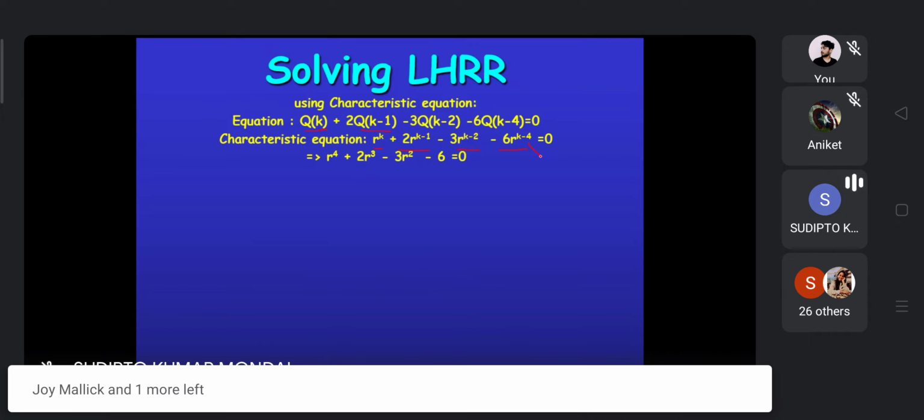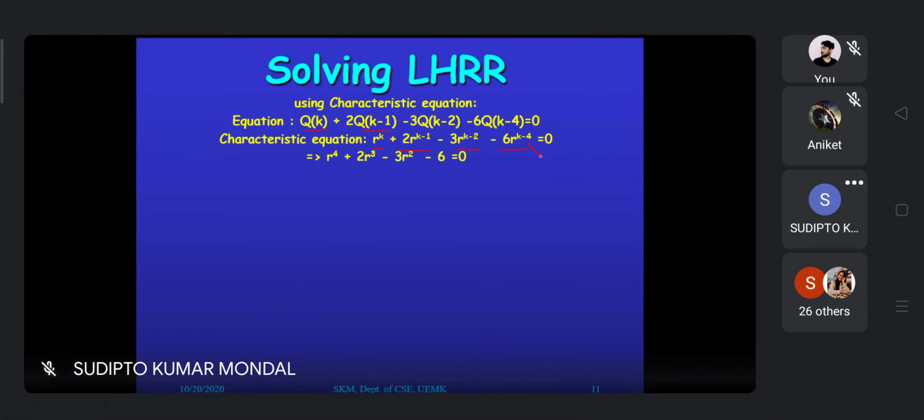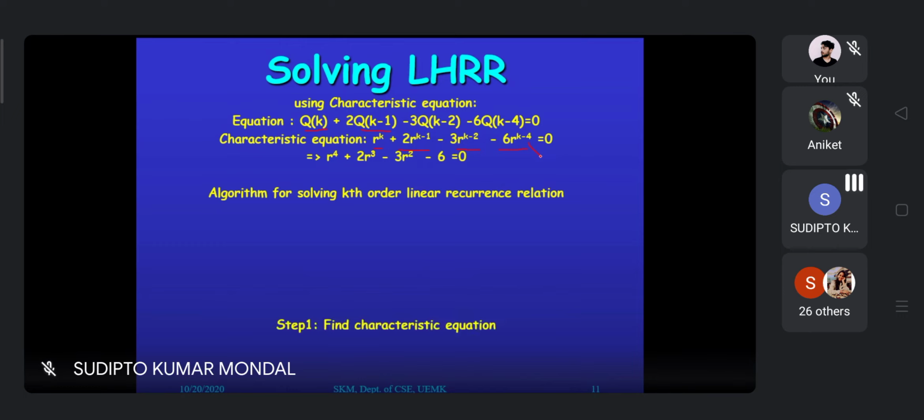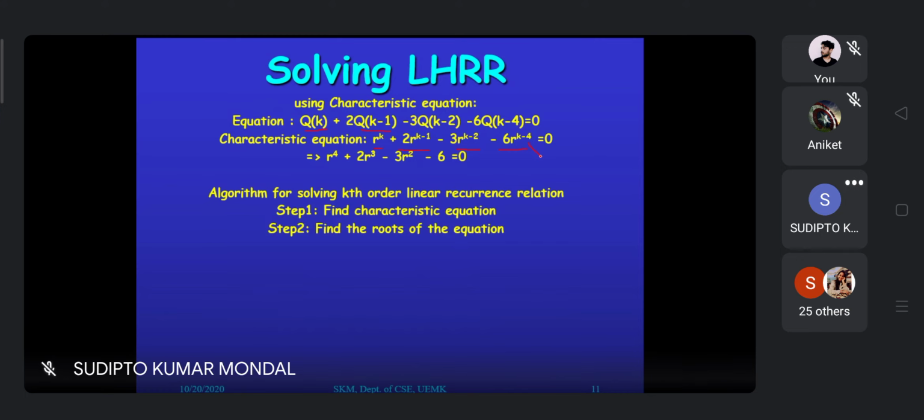That is known as the characteristic equation. So r to the power 4 plus 2r cube minus 3r square minus 6. This is the characteristic equation. And our objective should be to identify the characteristic roots from this equation. So this represents the kth order linear recurrence relation, and then from that recurrence relation, find the root.